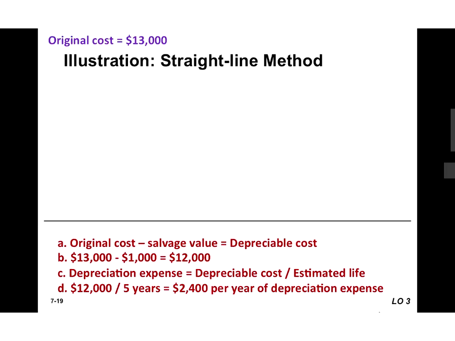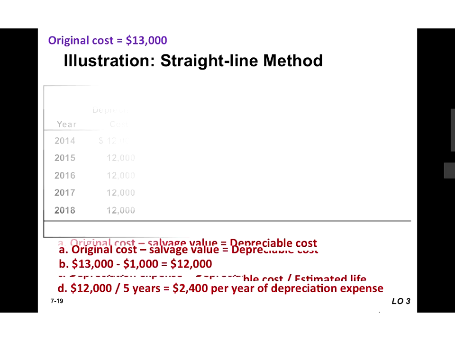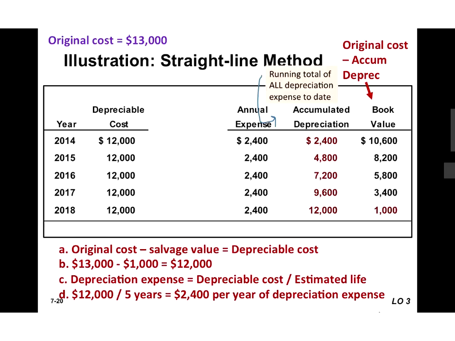Okay, now we're going to do a depreciation schedule. And I'm putting it all up here, and let me show you what we've done here. Since it is the same amount per year, we're going to have each year listed per row. Our depreciable cost is the $12,000 we calculated here. And that $12,000 will be the same every year. Our annual expense will be the same every year.